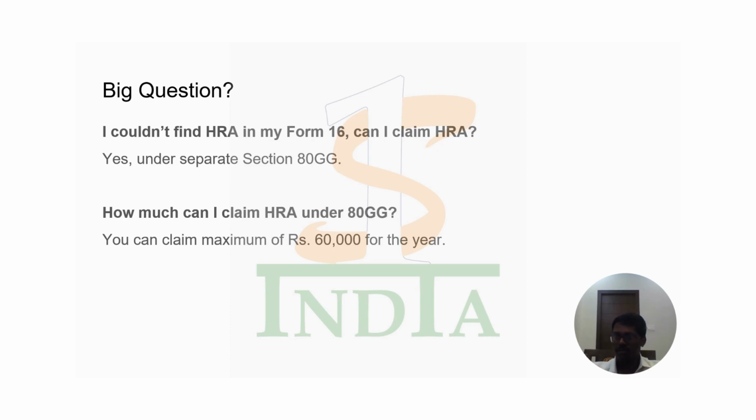Now what is the big question you will be getting? You couldn't find the HRA in your Form 16, or when you searched your payslips, you couldn't find a component of HRA, but you are actually paying rent. So how could you claim this? Or you are a self-employed person paying rent. How can you claim this exemption? The option available for you is Section 80GG. The maximum deduction which you can claim under 80GG is 60,000 per year.